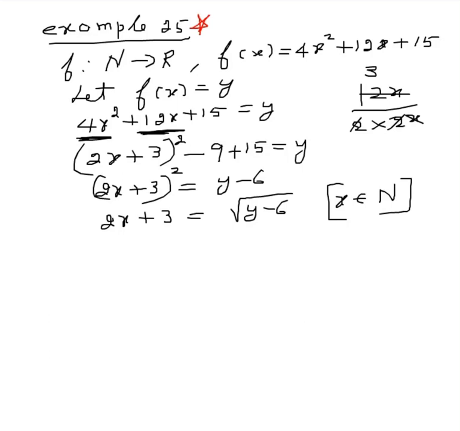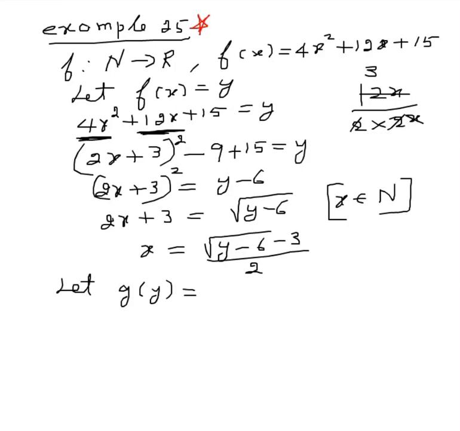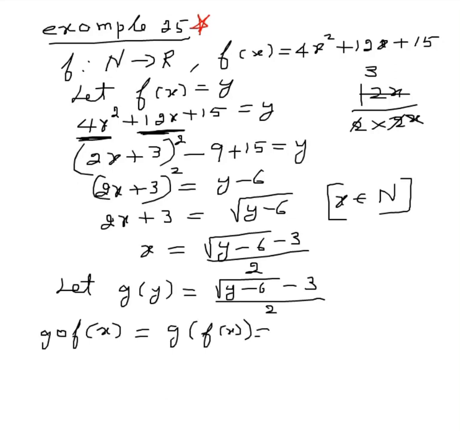Now we can find x easily, which is root of y minus 6, minus 3, divided by 2. We will take this as our g function. Now we will calculate g composite f of x, which is g of f of x, and f of x is 4x squared plus 12x plus 15. This looks like a big expression, but it is easy.